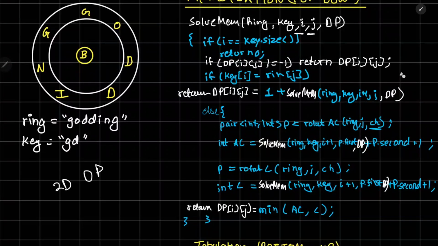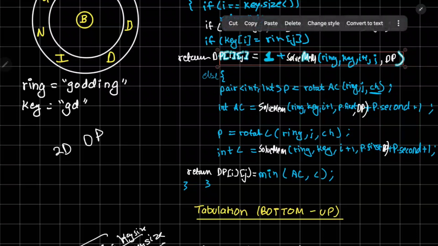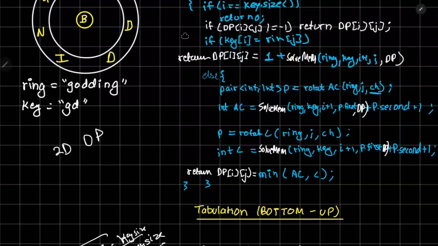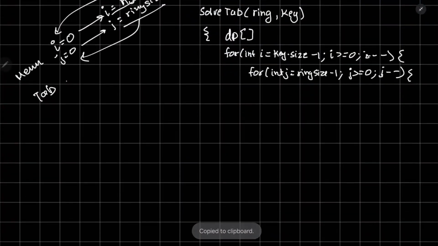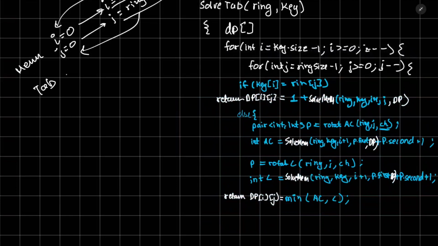So our logic of the memoization approach was this: we will ignore the checking of the answer in the dp array, and we will just copy the actual logic. Our actual logic was starting from here and going till the end. So we will copy it, and we will just make the changes in the calls.